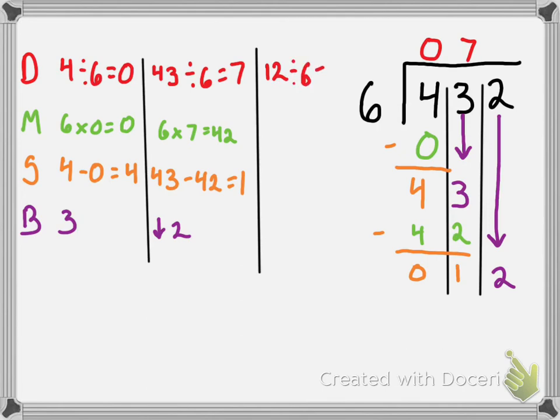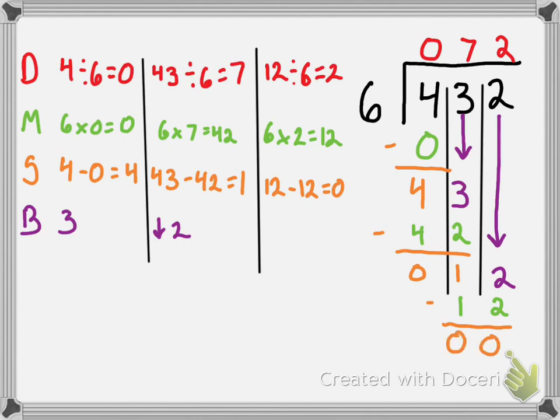I know 12 divided by 6 equals 2. So I'm going to multiply 6 times 2, which equals 12. Write that down in my problem. The next step is subtract 12 minus 12. So I'm going to do 12 minus 12 and get 0. There is nothing else to bring down, and there's no remainder, so my final answer is 72.